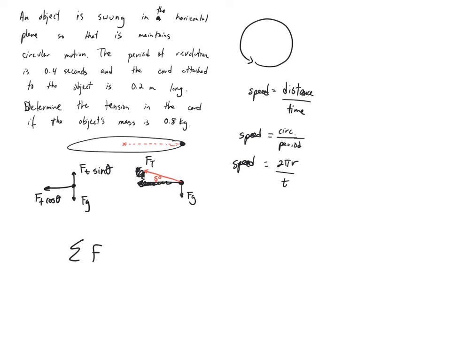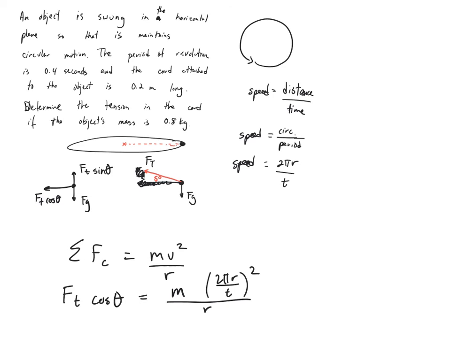Sum of the forces radially equals mv squared over r. Acting toward the center is Ft cosine theta, and that equals m. We know what v is. v is 2 pi r over T, and that's squared, all over r. And where am I getting the v from? Right up here. Remember, this is going in for v right there.